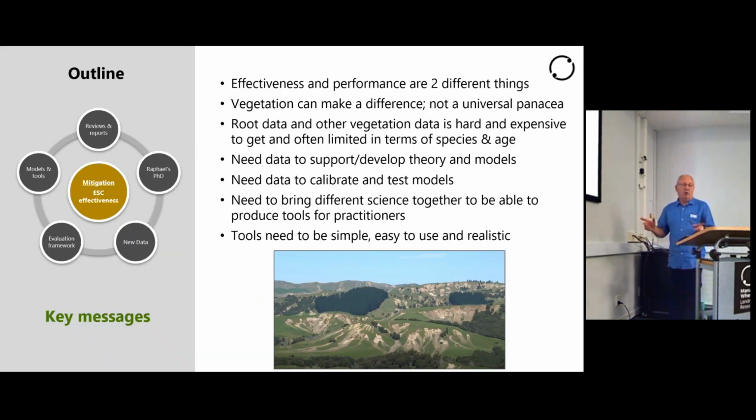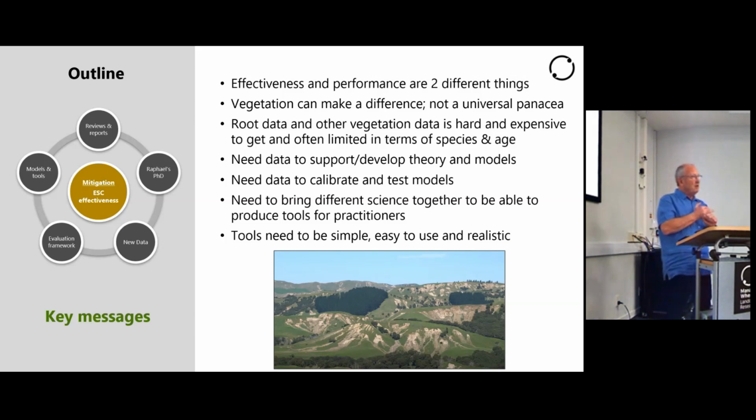So what our work has shown is that effectiveness and performance, while related, are actually two different things. I think if you've not heard me talk before anywhere else, vegetation does make a difference, but we've got to understand that vegetation, trees, forests, space planting, riparian stuff is not a panacea to solve all the world's problems.